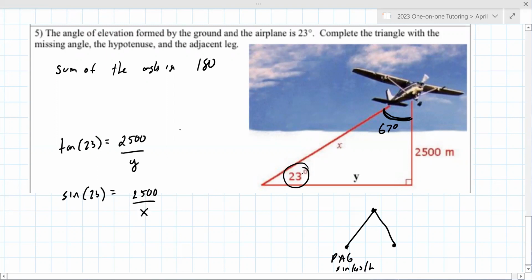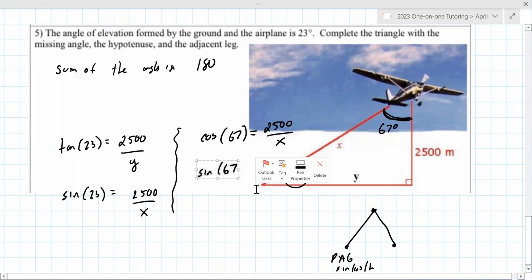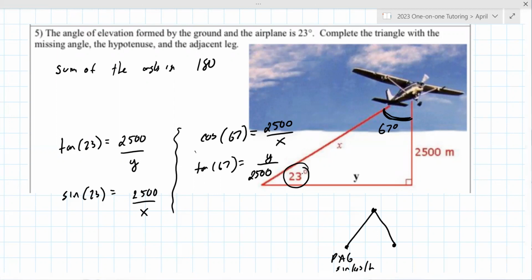But if you're drawn to the 67, not a wrong answer here, you can say the cosine of 67 equals 2500 over x. The sine of 67, sorry, that wouldn't work. Sorry, I got this wrong here. The tangent of 67 equals y over 2500. Any of those are going to work. We all see problems a certain way, so you pick what you see.